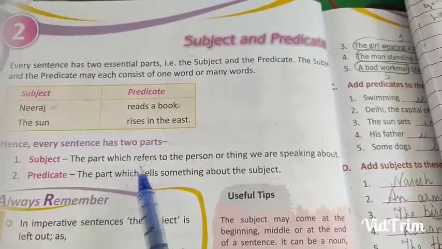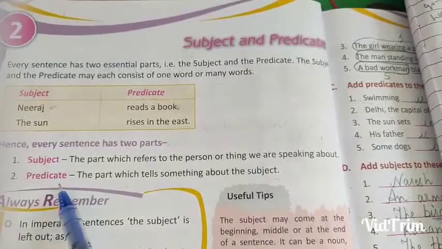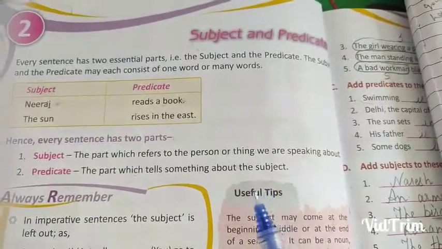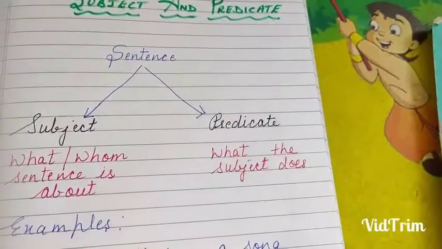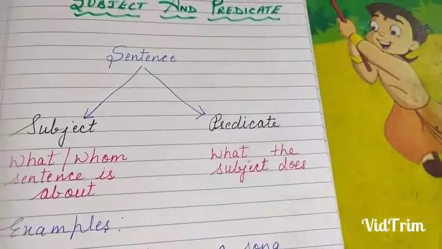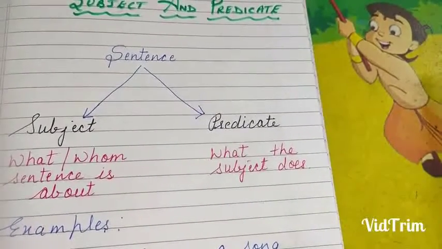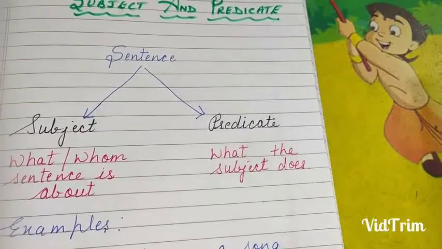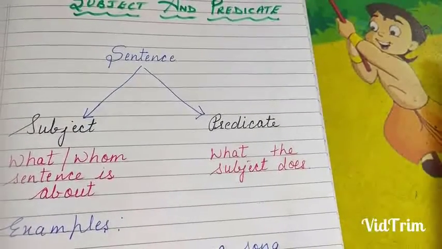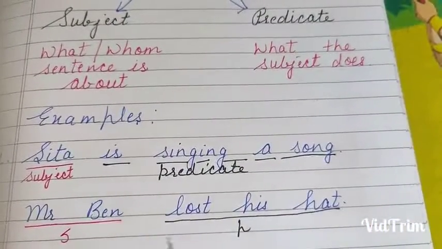Subject, the part which refers to the person or thing we are speaking about, and predicate, the part which tells something about the subject. A very important thing that you have to keep in your mind is that the subject may come at the beginning, middle or at the end of a sentence. It can be a noun, pronoun or words doing the work of a noun. Let's learn more about subject and predicate through some examples.